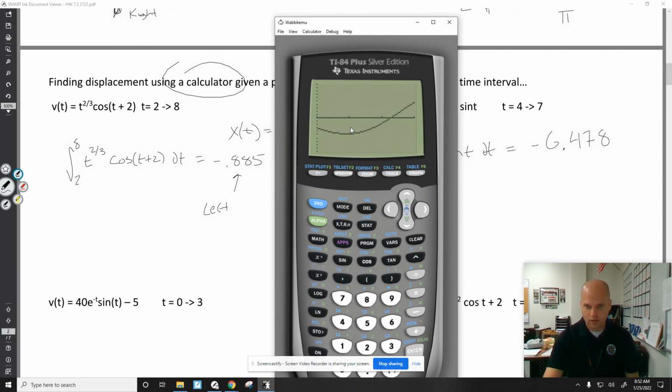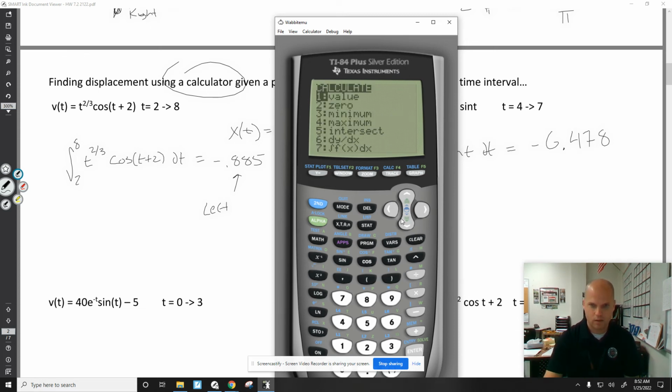Now, the accumulation would be how much I've moved left, my change in my position. The accumulation is when my velocity is positive, how much I've moved to the right. Put them together, it's the overall displacement. Moving to the left a bunch, moving to the right a little less than that. Overall, I'll displace negative 6.478 units.